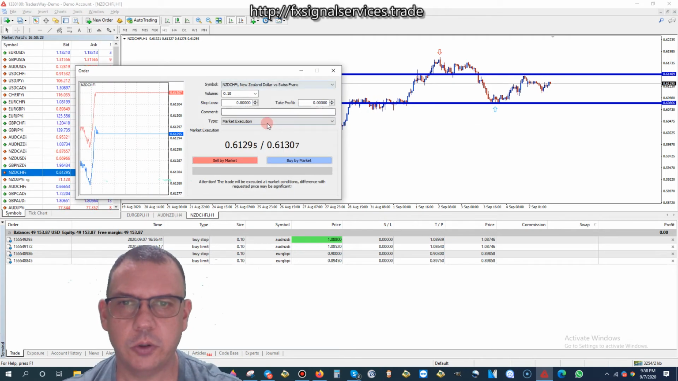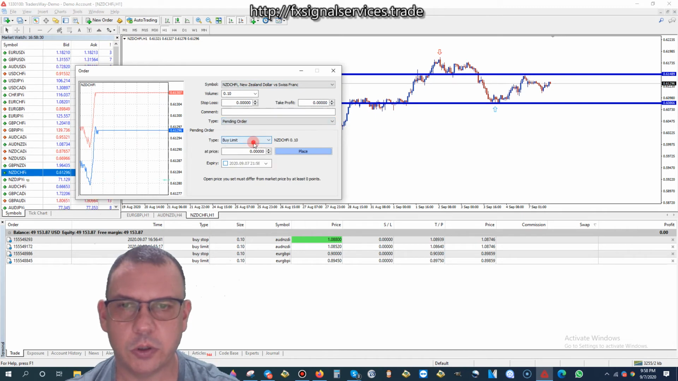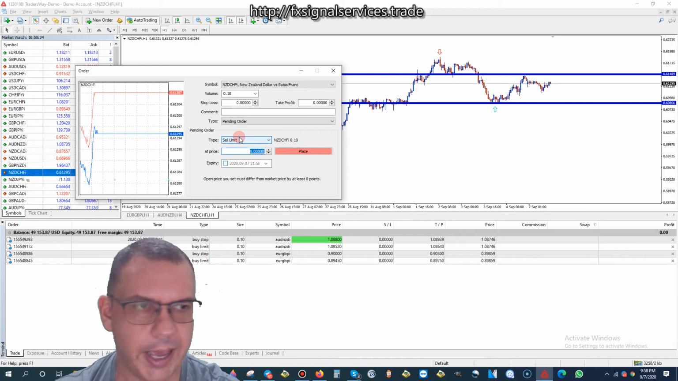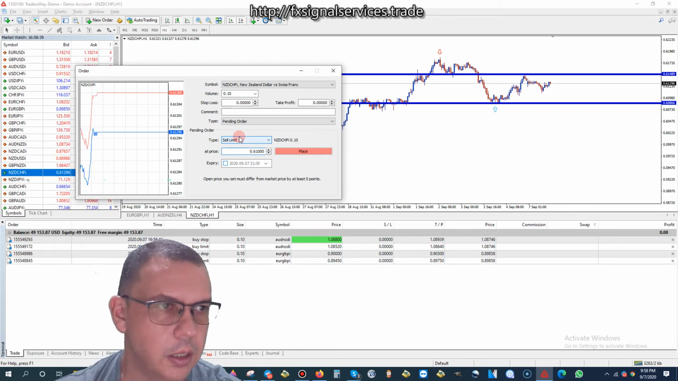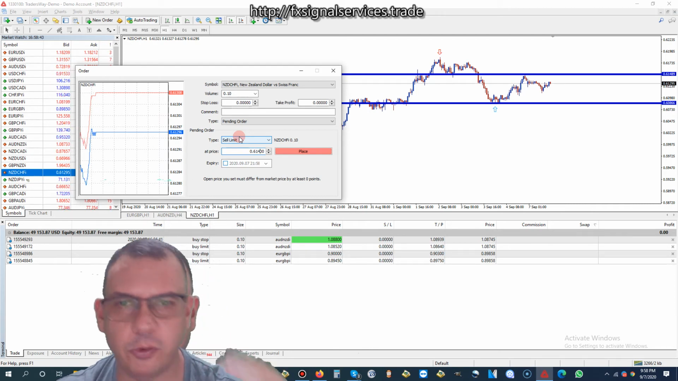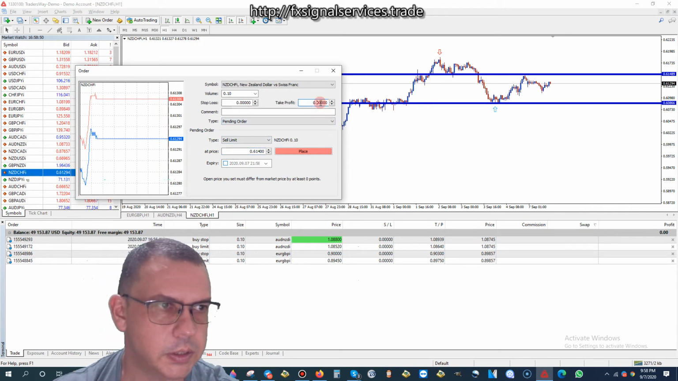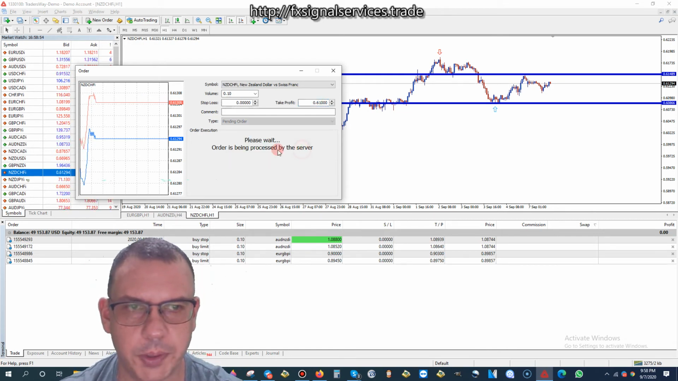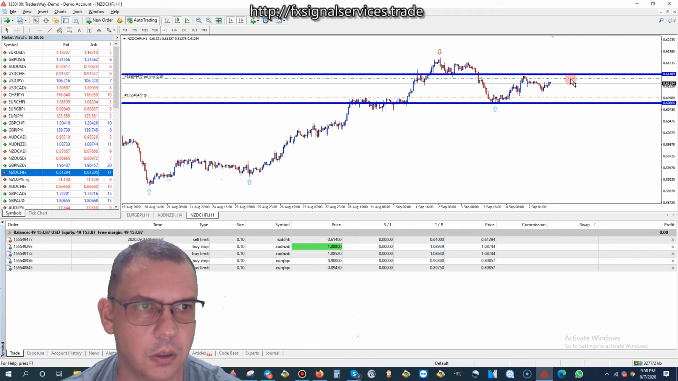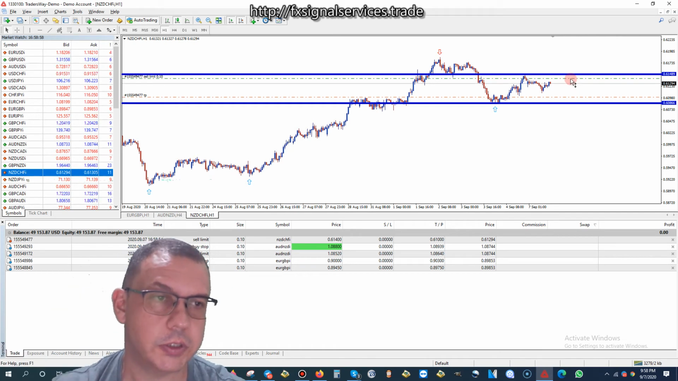All right, so to start with, we go here to new order, change it from market execution to pending order, and select sell limit. Okay, and for the price, I'm going to pick 0.61400. Okay, it's a little bit above where we're at the present moment. And then take profit, I'm going to put it at 0.61 even. Okay, that's 400 pips in profit. Look at that.